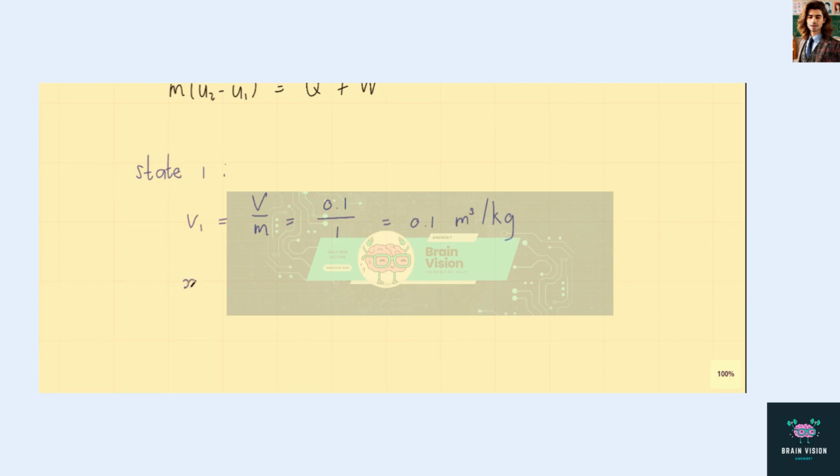The quality X is equal to 0.1, again from our tables, minus 0.001002 divided by 57.789. And so we get the quality in state 1, X1, to be 0.001713.